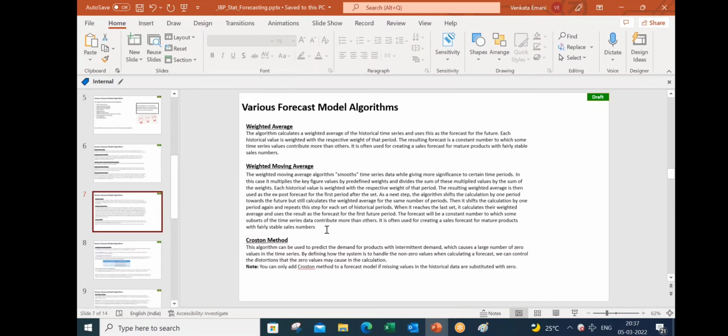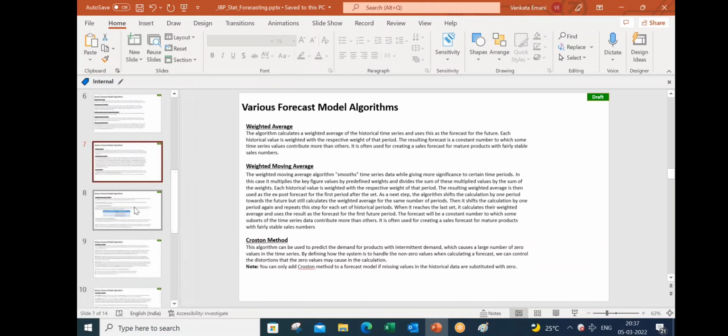So this is weighted average, weighted moving average, and cross-turn method. Okay, you can go through this. I'll send this PPT to you later.